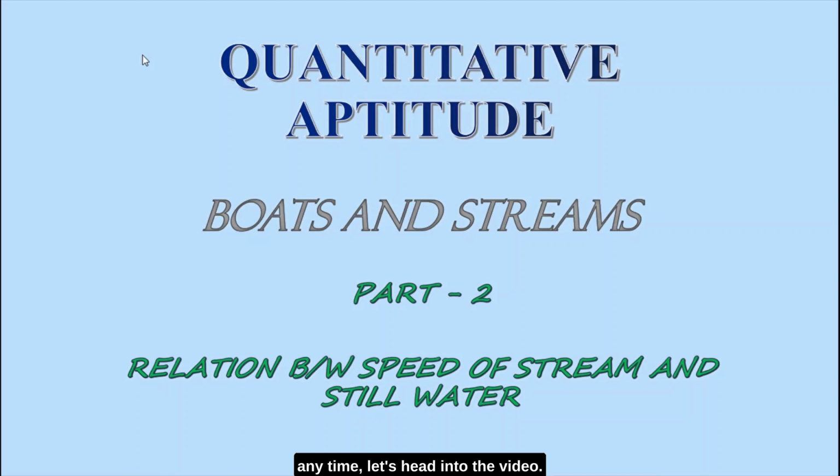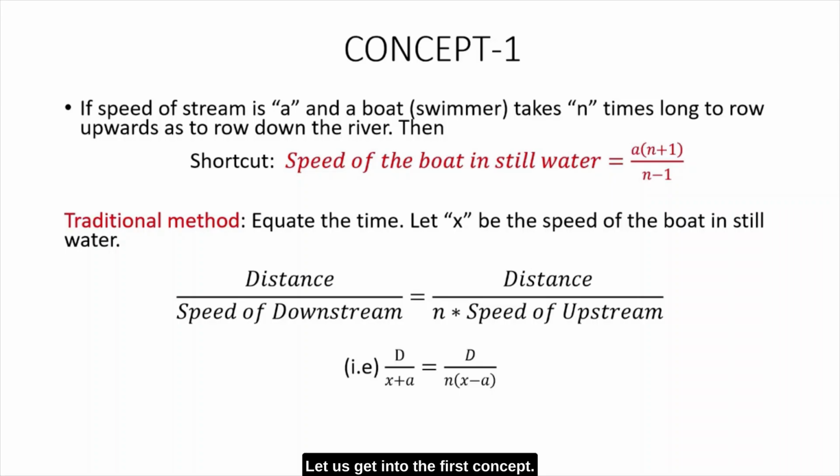Without wasting any time, let's head into the video. Let us get into the first concept. If the speed of the stream is a kilometer per hour and a boat or swimmer takes n times long to row upwards as to row down the river, then so in the concept it has been given that speed of the stream as a kilometer per hour.